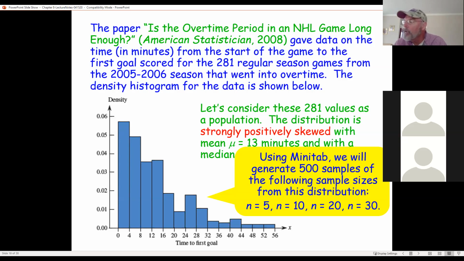We'll take 500 samples, with sample sizes of 5, 10, 20, and 30. For example, we're going to take a sample size of 30 out of 281, and we're going to do that 500 times. Then we're going to determine the mean and the standard deviation of those values. Questions about this?